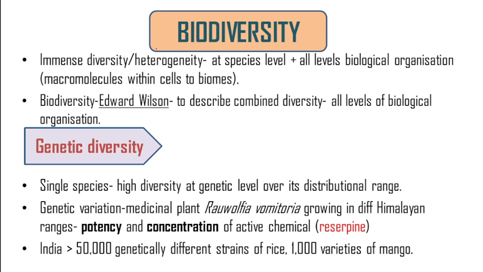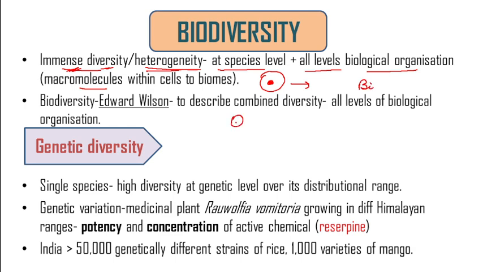Now, what exactly is biodiversity? It is the immense diversity, like on Earth, we find enormous species of plants, animals, microorganisms. This diversity is very immense, and it is also referred to as heterogeneity. Heterogeneity means different types of organisms, and biodiversity is present at the species level plus at all levels of the biological organization, starting from the macromolecules present inside the cell to the large biomes.